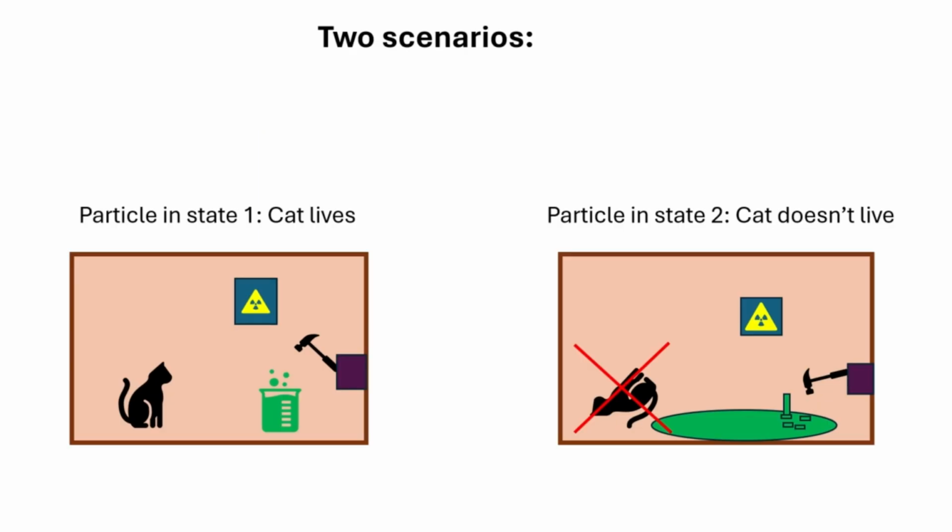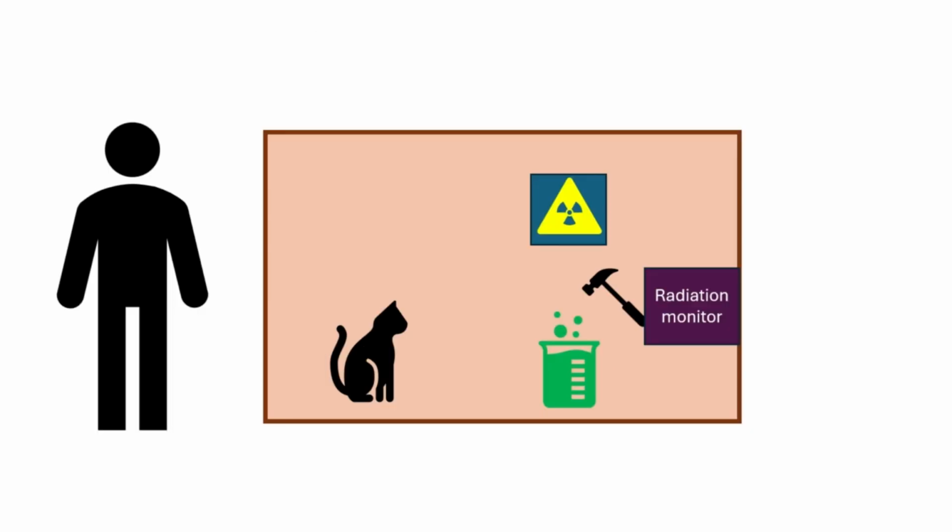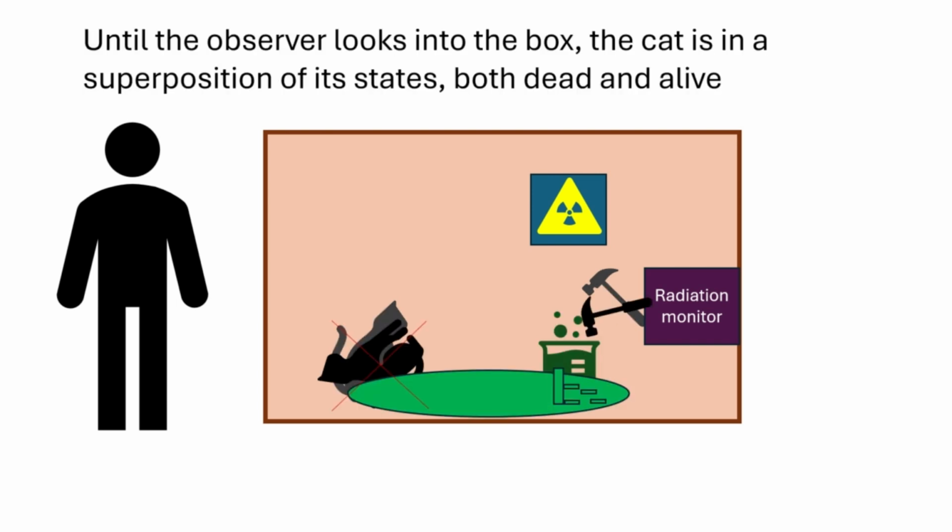So, if the particle is in state 1, the cat will live, and if the particle is in a second state, the cat will die. Now, this is where the paradox comes in. Introduce an observer to the experiment. Until the observer looks into the box, the cat must be both dead and alive according to quantum superposition.